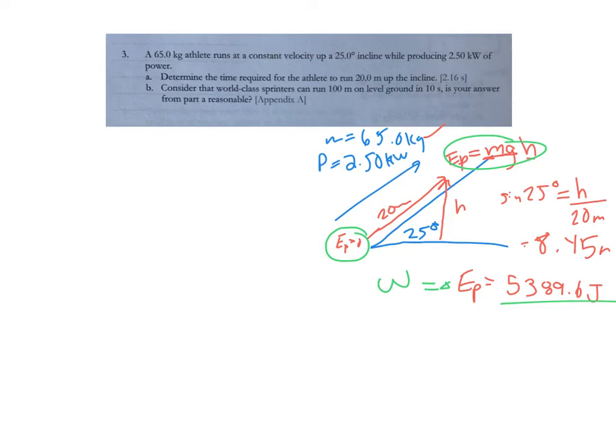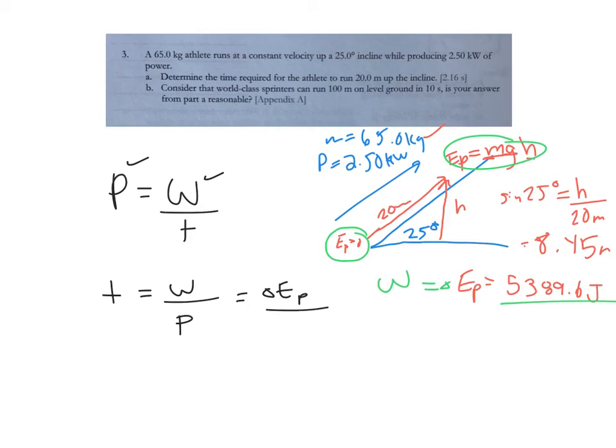So that allows me to find the time now, because I know that power is my work over my time. So I know work and I know my power. So time will be my work divided by my power. My work is just my change in potential energy that I have from before, divided by my power, so that's 2.50 times 10 to the 3 watts. So I put that in my calculator, and 5,389.6 divided by 2.5 times 10 to the 3 is 2.16 seconds.